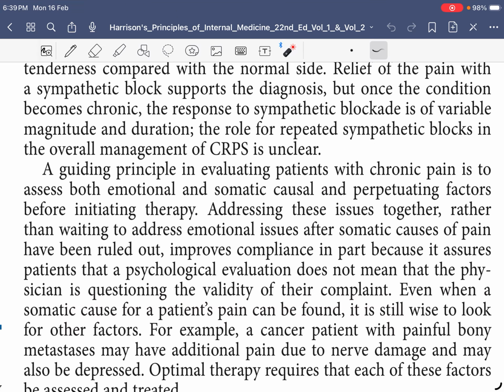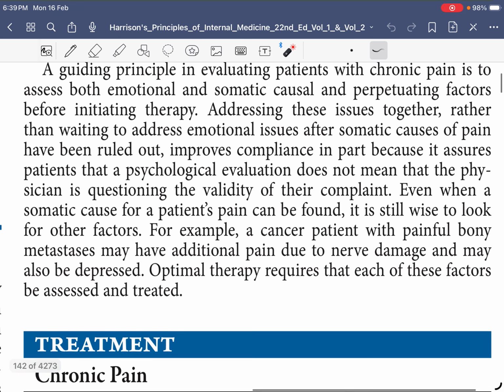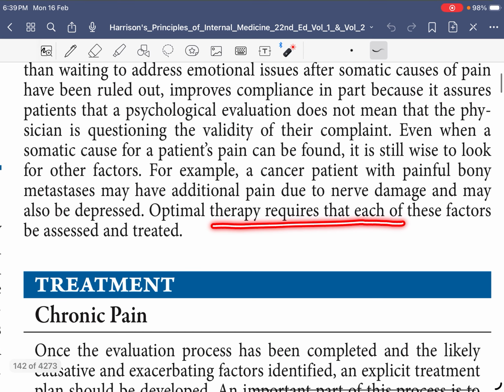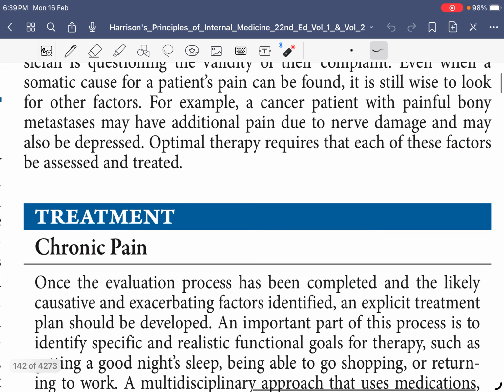Even when a somatic cause for a patient's pain can be found, it is still wise to look for other factors. For example, a cancer patient with painful bony metastases may have additional pain due to nerve damage, and many may also be depressed. Optimal therapy requires that each of these factors be assessed and treated.